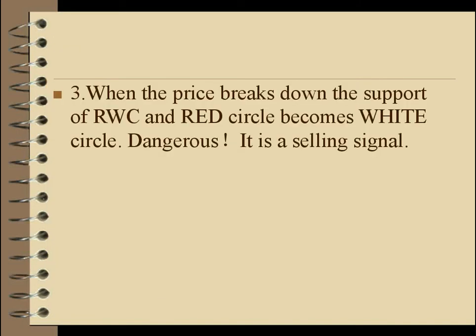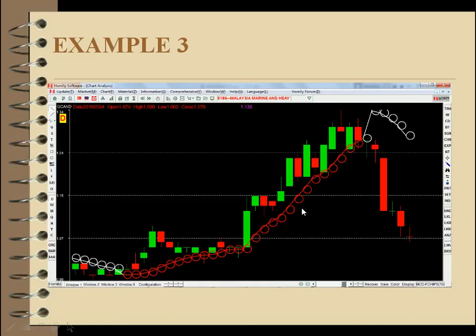See, this is the third. When the price breaks down the support of RWC and the red circle becomes a white circle. Okay, this is very dangerous, very very dangerous. It is a selling signal. Let me show you the example. Okay, here pay attention to this one.